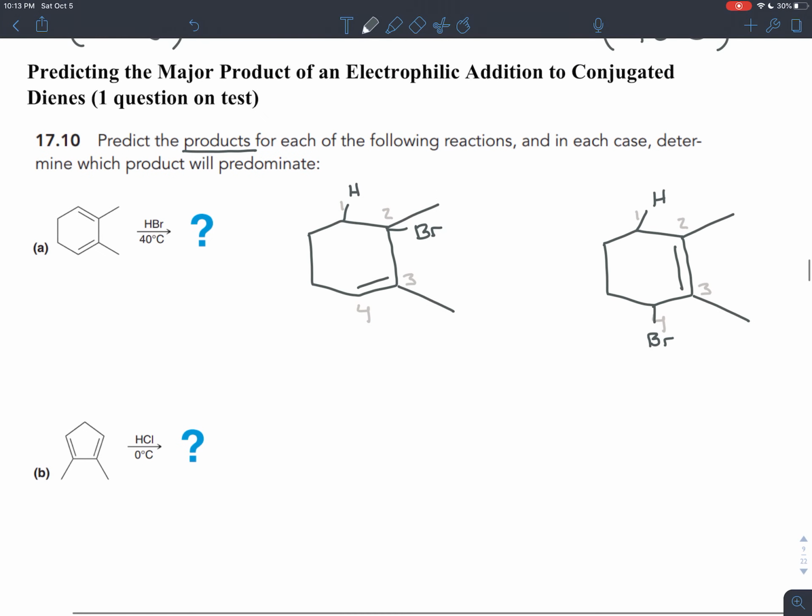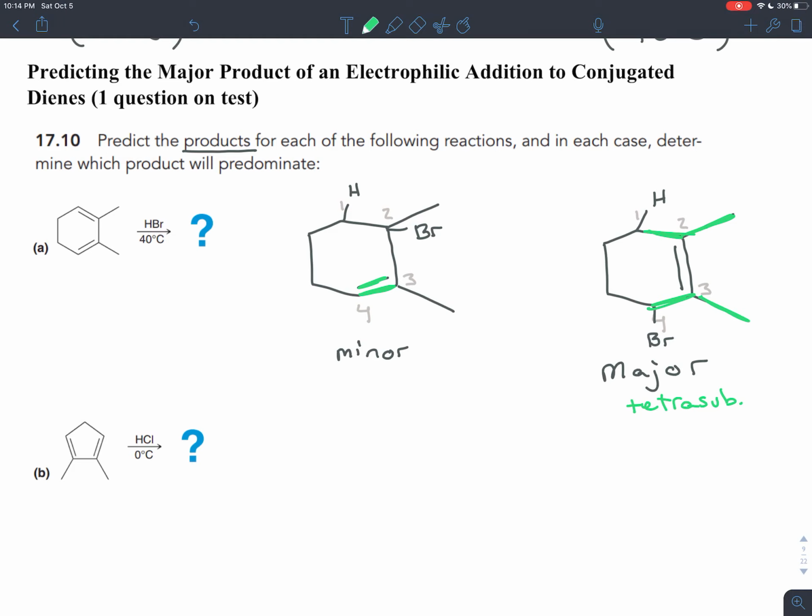And to know which one is the major product, you look at the temperature. The temperature is 40 degrees Celsius, which is a high temperature. And because of that, the major product is the 1,4 product. And the minor product would be the 1,2 product. The major product is the 1,4 product because this double bond here has a higher substitution. It's got 1, 2, 3, 4 carbons bonded to it. It's tetra-substituted.